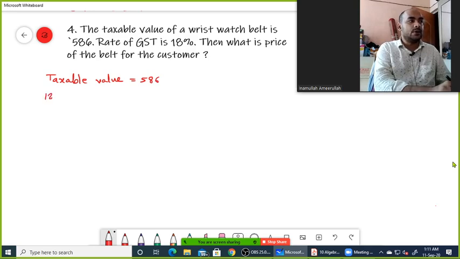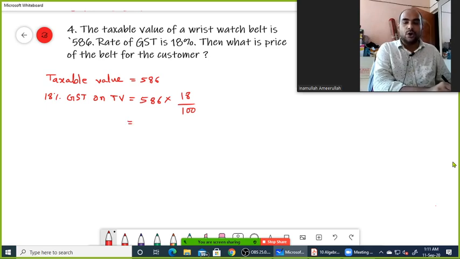So I am going to calculate 18% GST on taxable value. So taxable value is 586 into 18 upon 100. So when we simplify this, we will get 105.48. This is the GST amount. 18% GST on 586 is 105 rupees 48 paise.